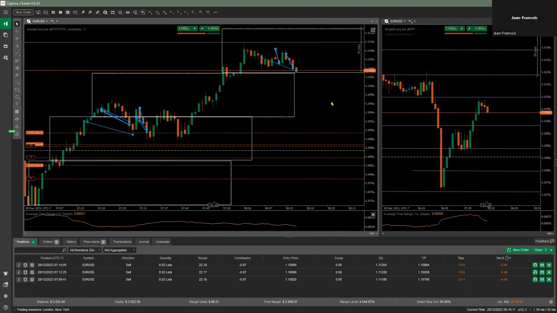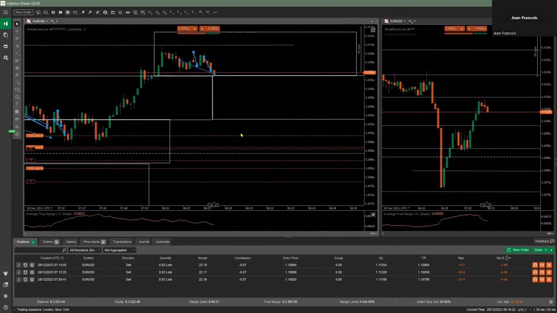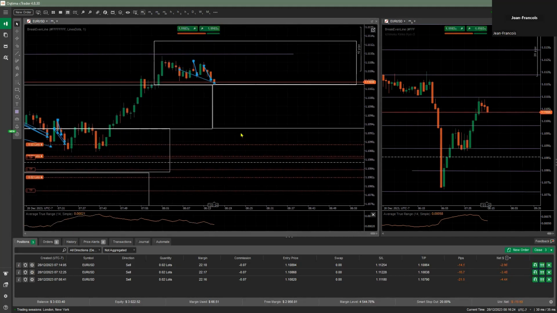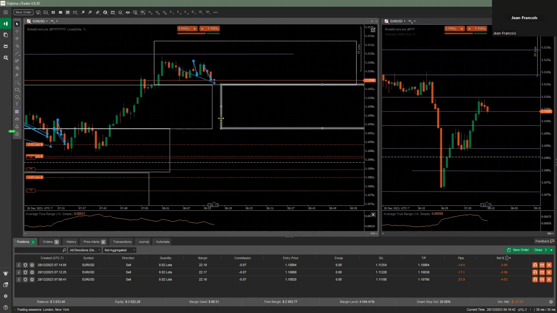If we're gonna break out of the box, so all I did here is copy the box, and I'm getting ready for a break down into this new box.